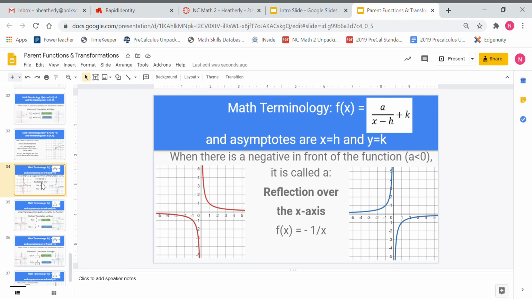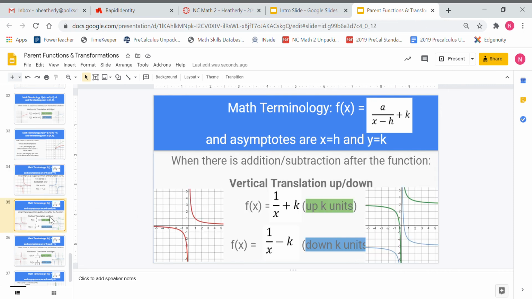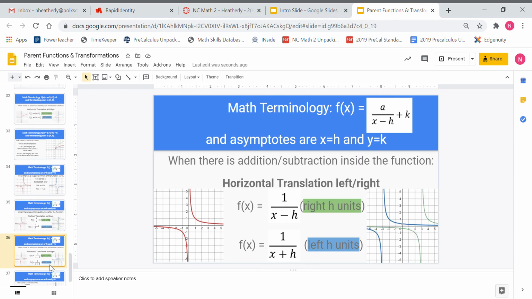So if it's a reflection over the x-axis, it's still negative. So here we've got a rational function. If we put a negative in front, it reflects it over the x-axis, so it changes the quadrants that that graph is in. We can still move it up and down if you've got a plus or minus k outside of that base function 1 over x. If it's plus, we go up like the green one, and if it's minus, we go down like the blue one. Left and right functions the same way, so now instead of being parentheses, it's just in the denominator. And so we've got x minus h. Still remember your subtraction is to the right and addition is to the left.